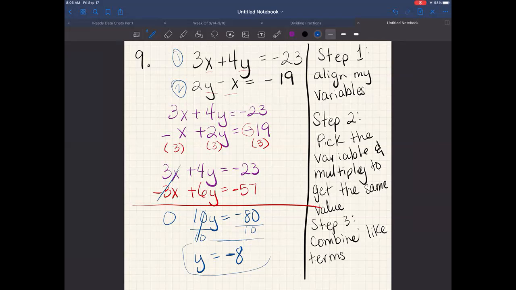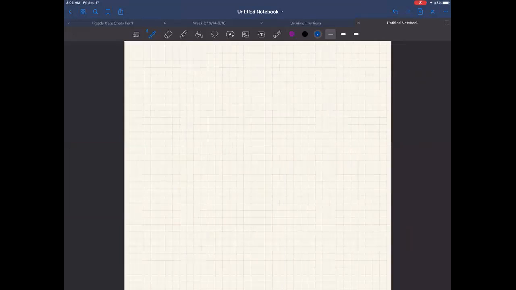Are there any questions on number 9? Like I said, this is something that we're going to do later on. There are like 3 or 4 different ways that you can solve a system of equations, but I like this way the best. Elimination is my favorite. I think it's a much better way than the other ways, but that's just me.